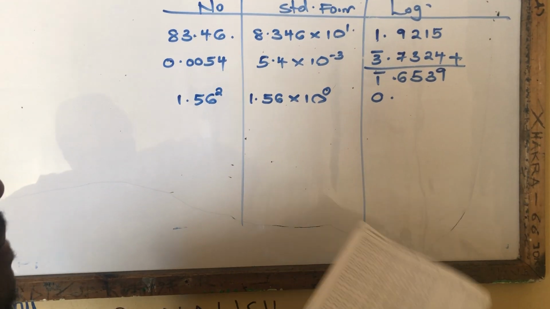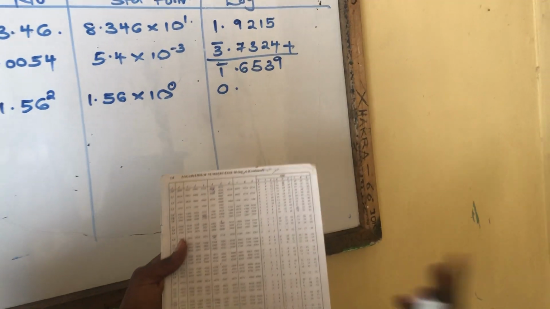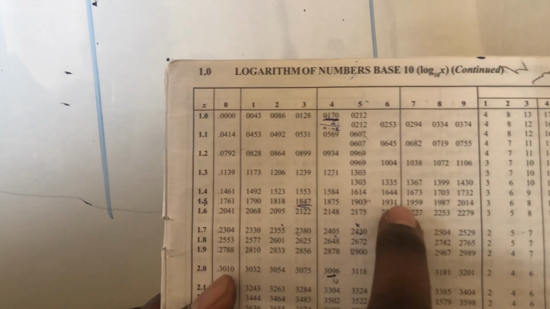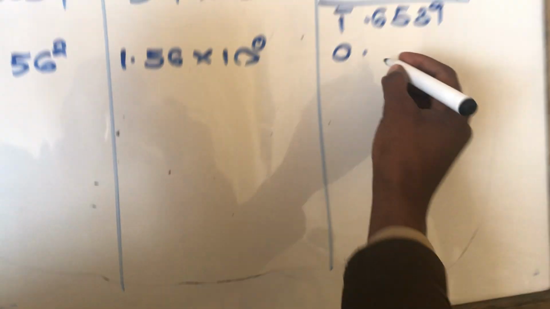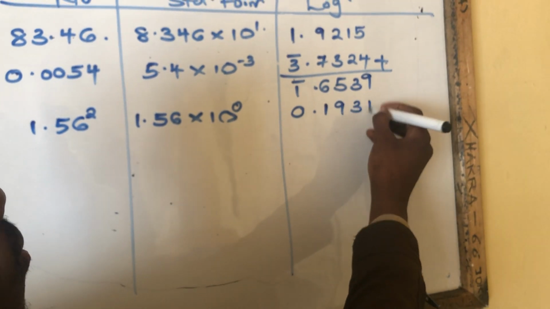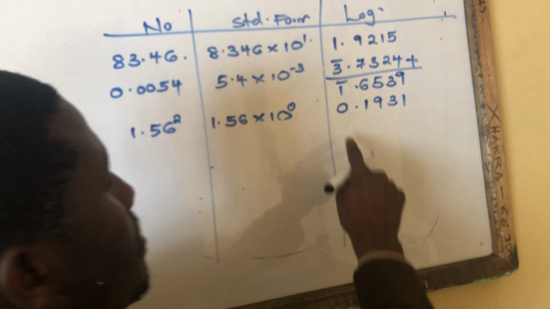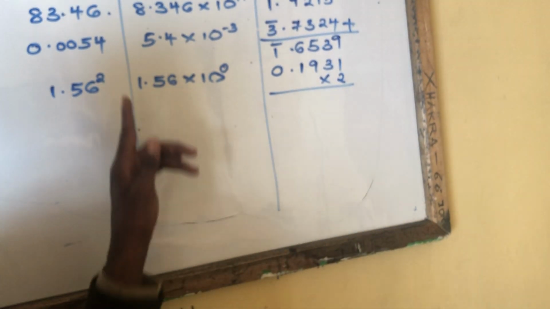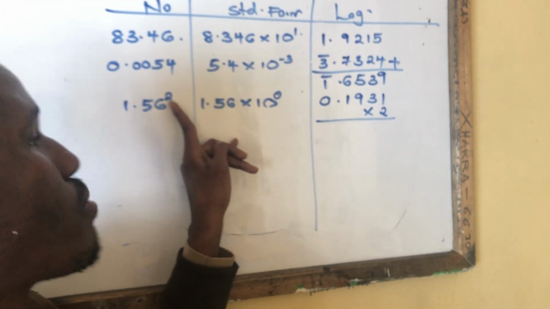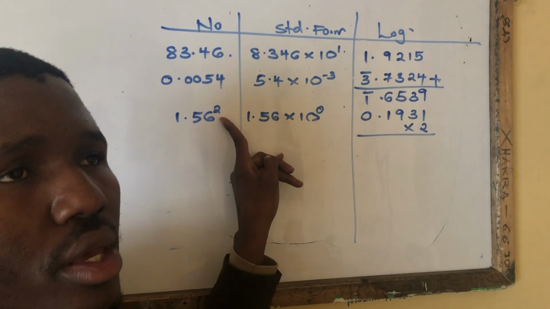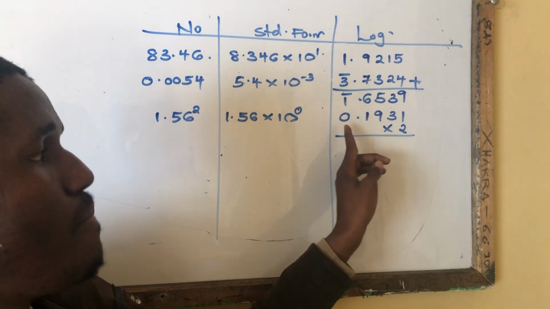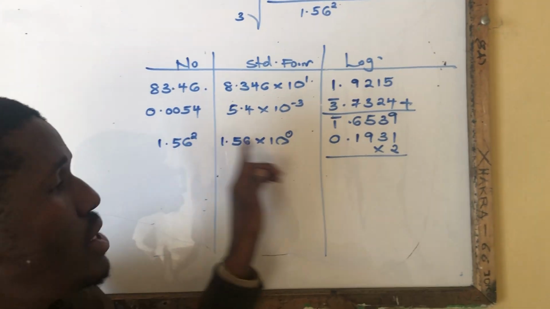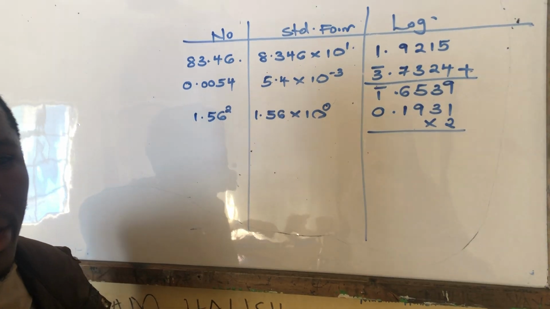How do we find the mantissa? We'll again move to our table, then obtain the log of 1.56. This is 1.5. The column of 6 is reading 1931. What do we do? This log should then be multiplied by 2, and that's because of the square, or because of the power 2. If the power had been 3, then this log would be multiplied by 3. But in this case, the power is 2. So the log of the number will be multiplied by 2.